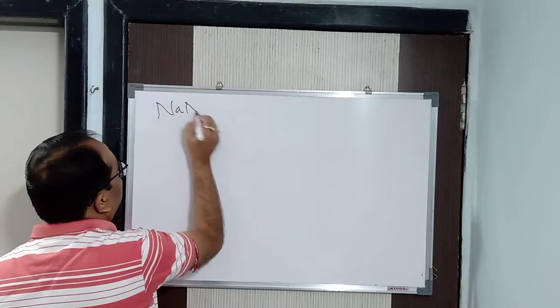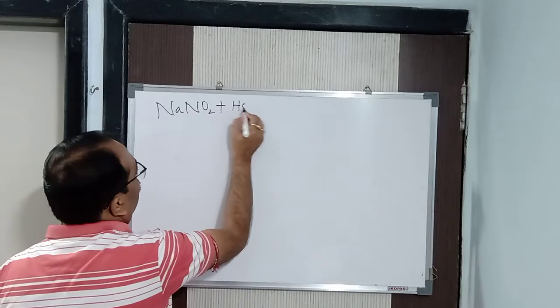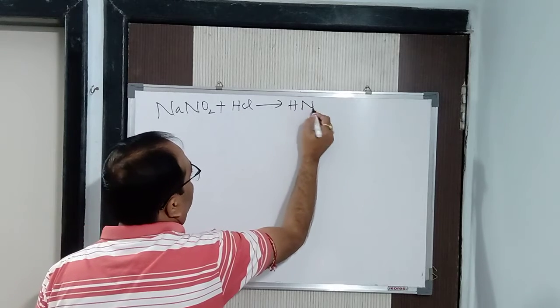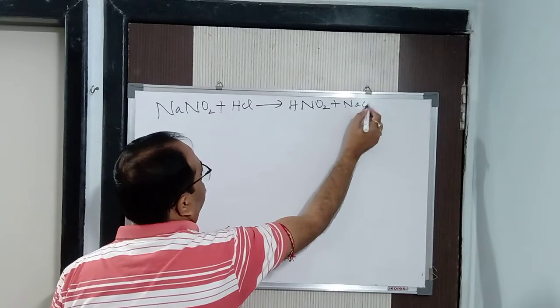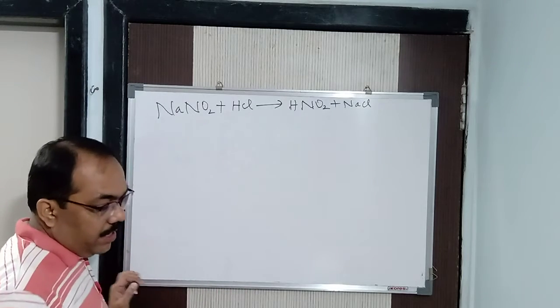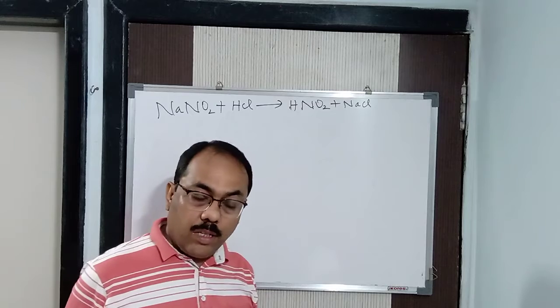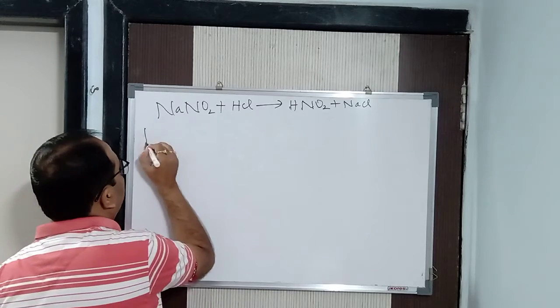So what will I do? I will take NaNO2 plus HCl. So what will I get? I will get HNO2, this is your nitrous acid, plus NaCl. I got it. Clear? Now we will take amines.